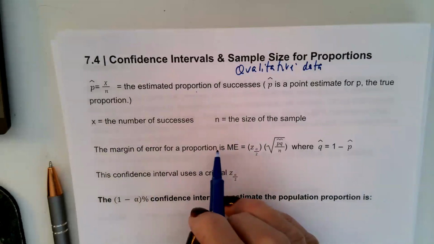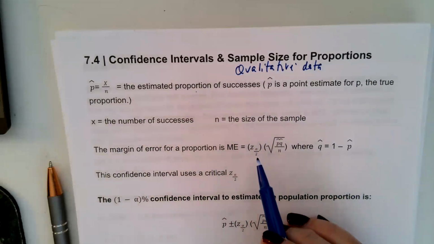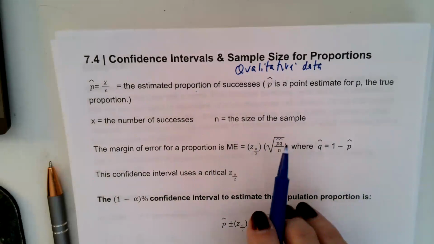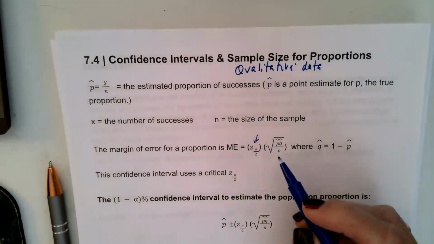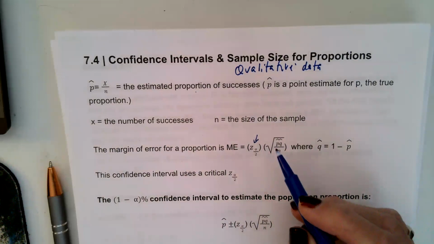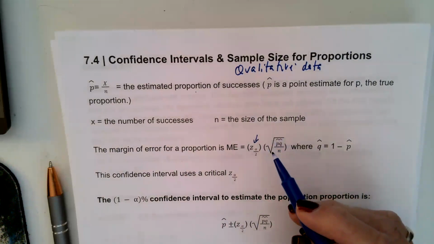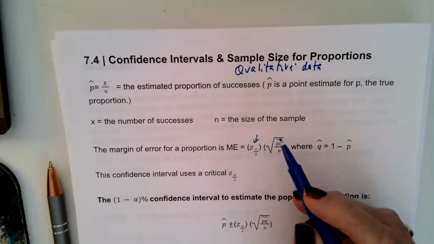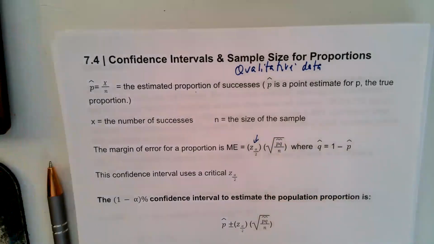The margin of error for a proportion is found by taking the critical z. Now notice we used a critical t in lesson 7.3, but for proportions we use a critical z. So that's important. And to find the critical z, we only need to know the alpha divided by 2. And then that's going to get multiplied by the standard error that we learned about earlier, actually in chapter 6, from the central limit theorem, which is the square root of p hat times q hat divided by n. And remembering that q hat is the same as 1 minus p hat.